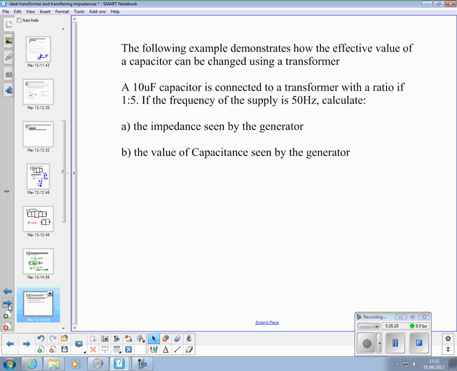Next one, the following example illustrates how the effective value of a capacitor can be changed using a transformer. A 10 microfarad capacitor is connected to a transformer with a ratio of 1 to 5. The frequency of the supply is 50 Hertz. Calculate the impedance seen by the generator and the value of the capacitance seen by the generator. Did you do that problem? You should have had, for A, 318 ohms.